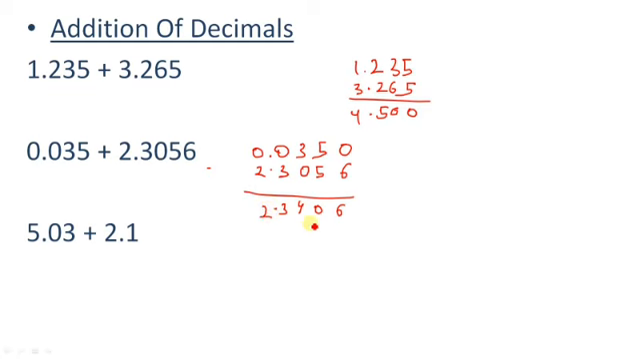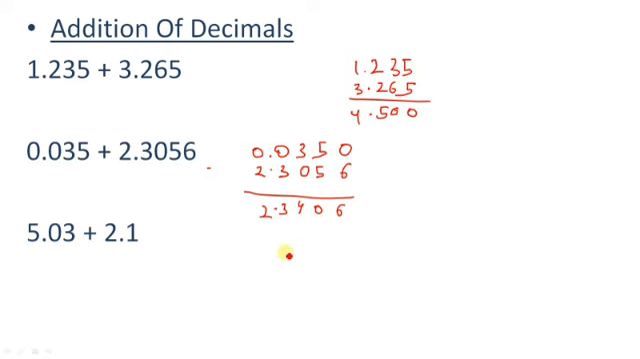Similarly, look, in 0.035, 0 is the tenths position, so 3 will be written under 0 because 3 is in the tenths position. Then in 0.035, 3 is the hundredths position, and in 2.3056, 0 is the hundredths position. In the same way, we wrote according to the place value. Remember, the place value is important.